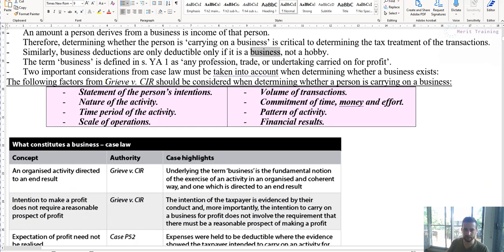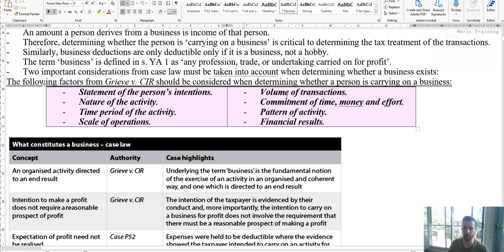So these are the factors to look out for, and these were determined in Grieve versus CIR, another historical case. So what are the person's intentions? Are their intentions to make profit, or is it to have fun? What's the nature of the activity? What's the time period? Are they doing it for a long period of time? Do they have a large scale or is it just small scale? Are there a large volume of transactions or small? What's the commitment? How much money have they put in?